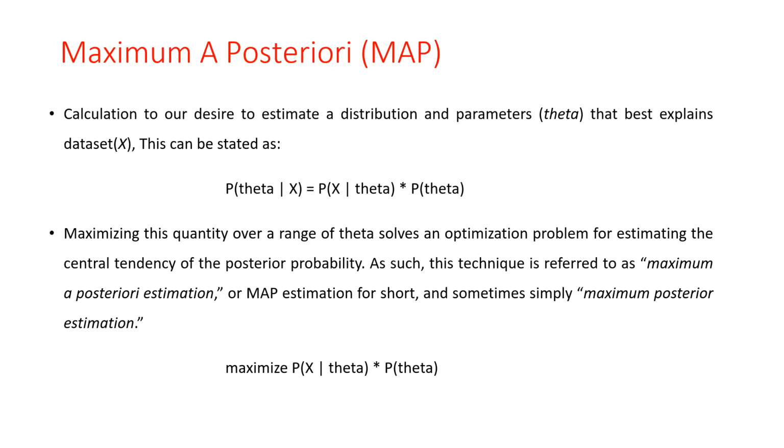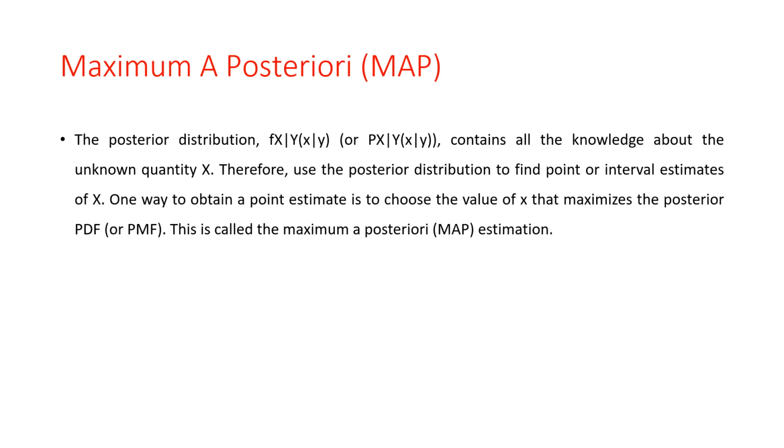So we write it in the form of maximize: maximize the probability of X given theta times the probability of theta. This is the maximum posterior. We are typically not calculating the full posterior probability distribution here, and in fact this may not be tractable for many problems of interest.